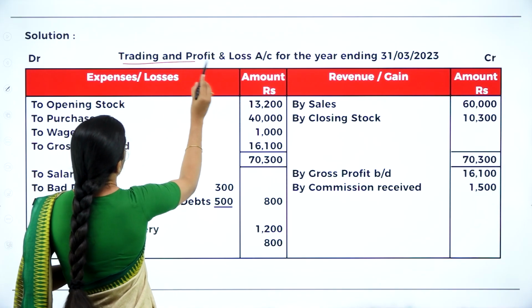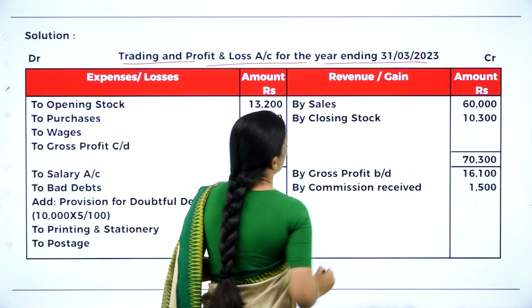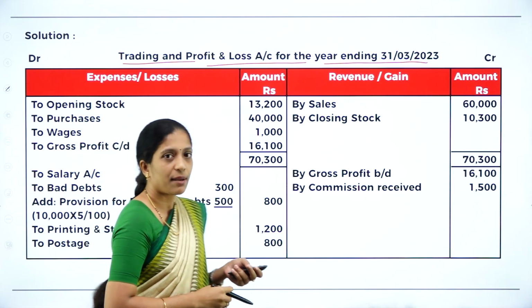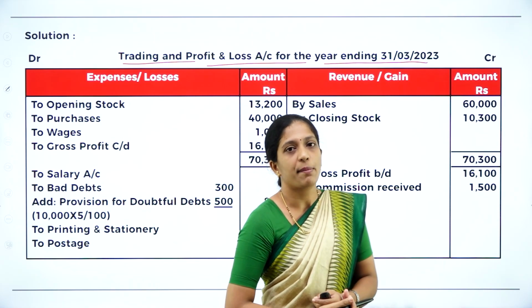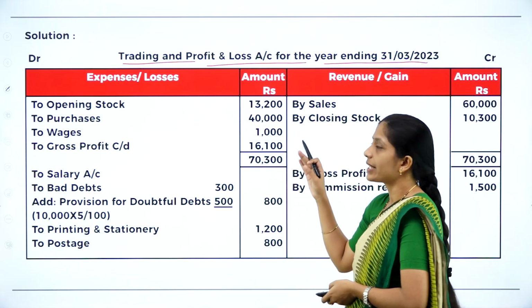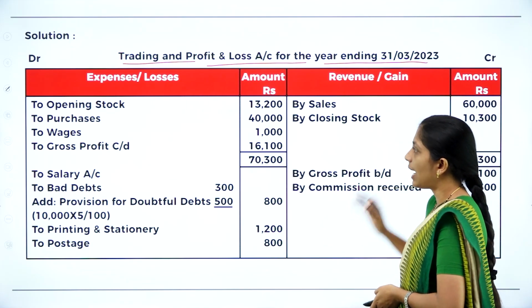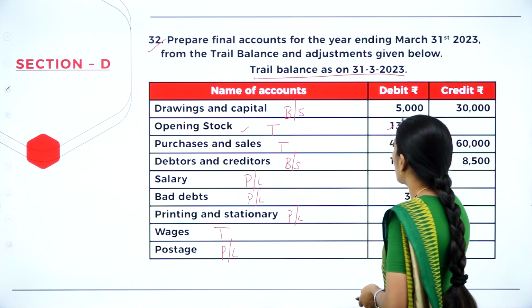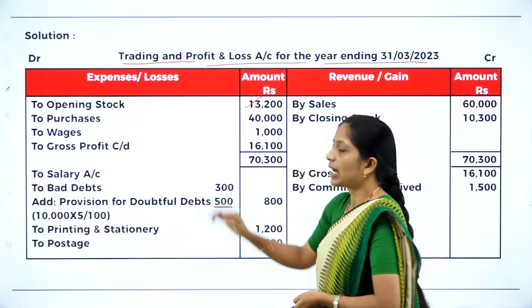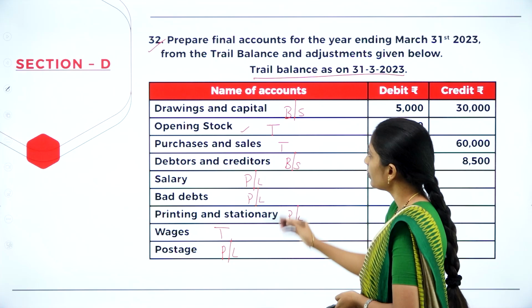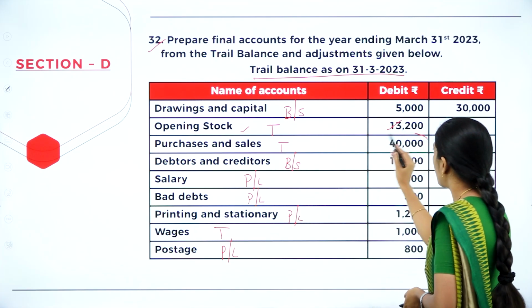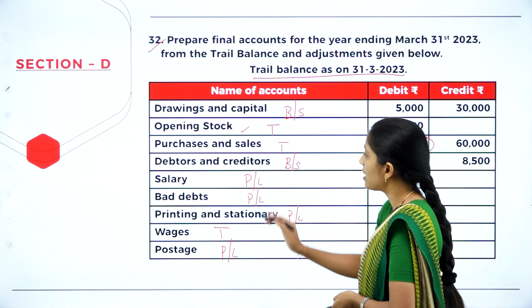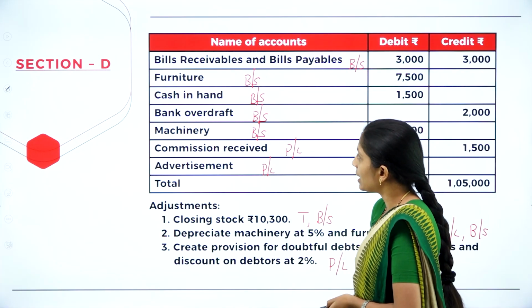So you will write the heading: Trading and Profit and Loss Account for the year ending 31st March 2023. So you will have a debit as well as a credit side. Under the debit side you will write expenses or losses, amount; and revenue or gain, amount. We'll start with 'To opening stock'. Opening stock is 13,200. Again, 'To purchases', the amount is 40,000. We shall see whether we have returns. We don't have returns, so you can write it directly.